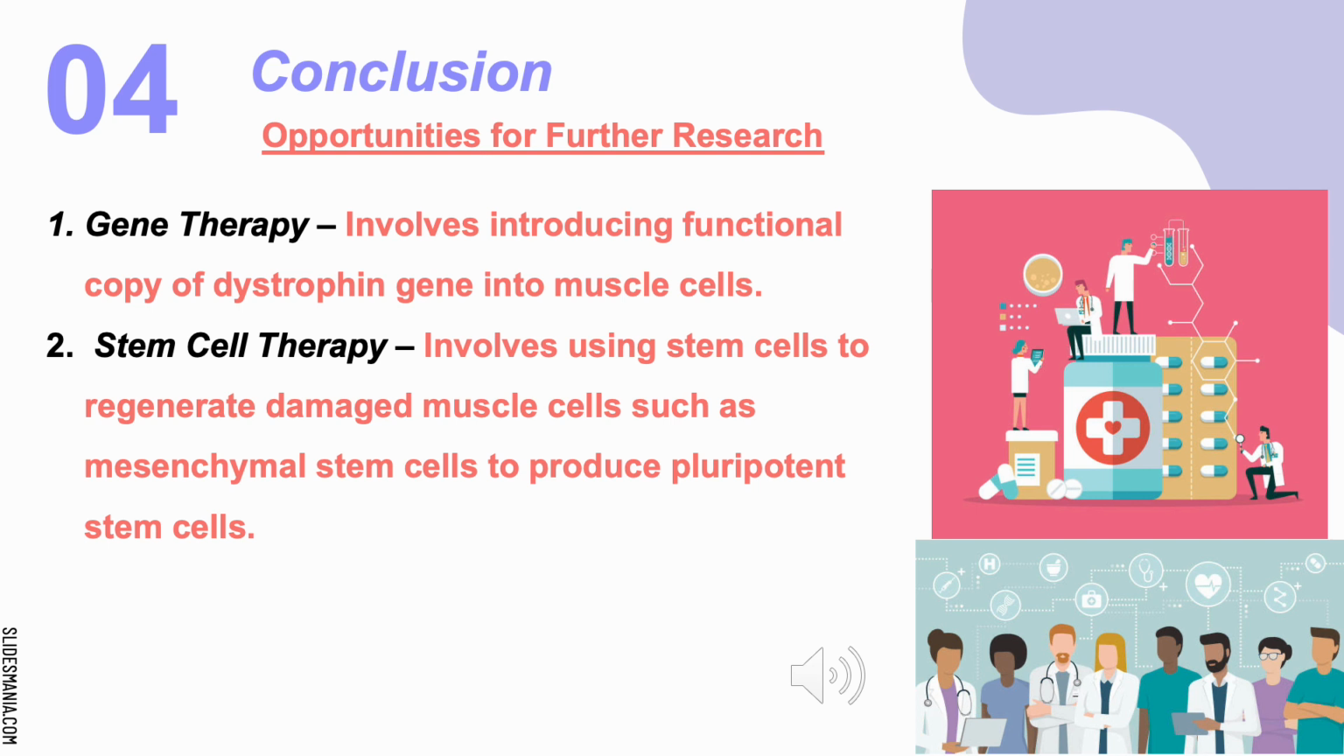Number 2. Stem cell therapy. Another potential approach is stem cell therapy, which involves using stem cells, such as mesenchymal cells, to regenerate damaged muscle cells and produce pluripotent stem cells. But more research is required to determine the optimal type and dosage of the stem cells to use, as well as the best way to administer them to the affected muscles.